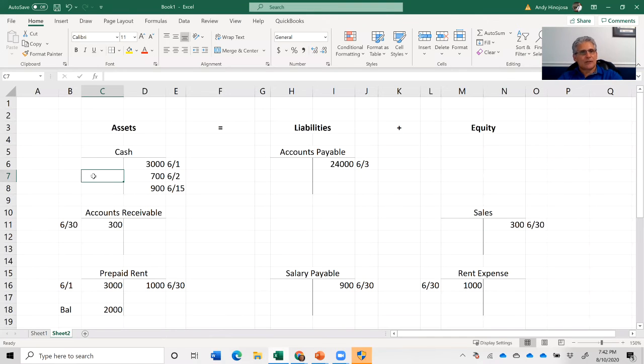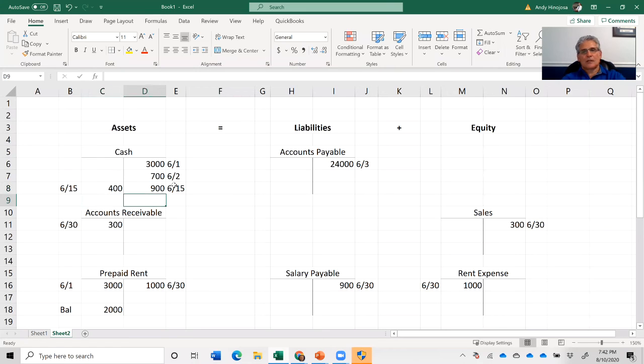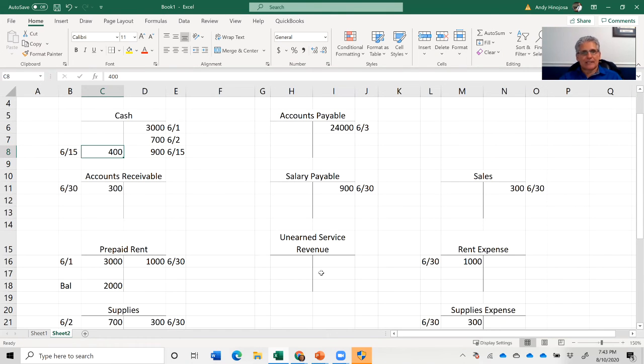So let's go ahead and just book that into the system. That occurred on 6/15. The debit to cash for $400. But we haven't earned any of that money yet. We haven't earned any of it. So we're going to go ahead and credit an account called unearned service revenue for the same amount of money, $400. That unearned service revenue is a liability. Okay, so that we're clear, that is not an adjusting entry. That is the normal transaction that occurred when we received the money.